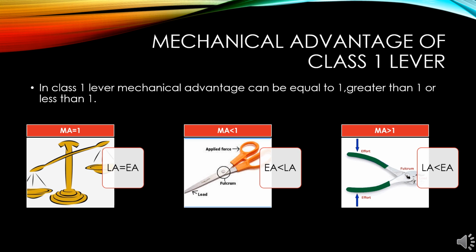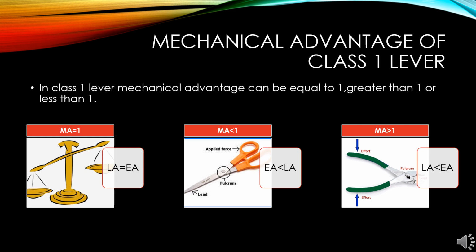In Class 1 lever, mechanical advantage can be equal to 1 or greater than 1, or it can be less than 1. How? Let's understand. Now, depending upon the length of load arm and effort arm, the value of mechanical advantage varies. Let me take example of beam balance. In beam balance, it can be seen that fulcrum is in the center. Therefore, load arm equals effort arm. And if load arm and effort arm are equal, we all know mechanical advantage becomes equal to 1.